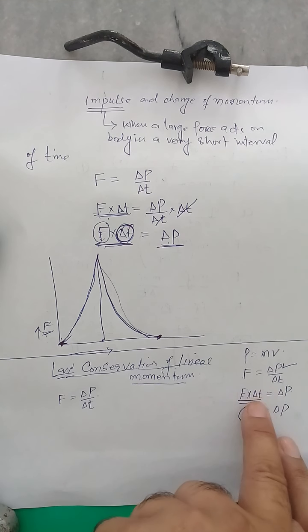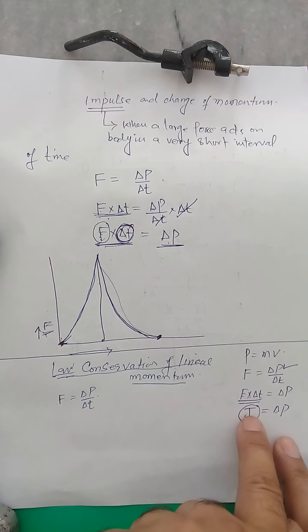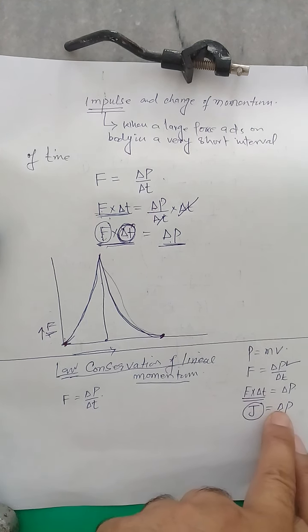Then we have studied impulse. And what is impulse? When a large force acts in a very short interval of time, it is called impulse. Impulse can be represented by J, and J is equal to delta P.